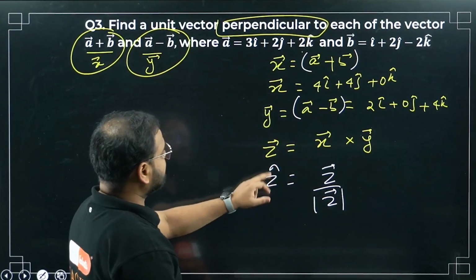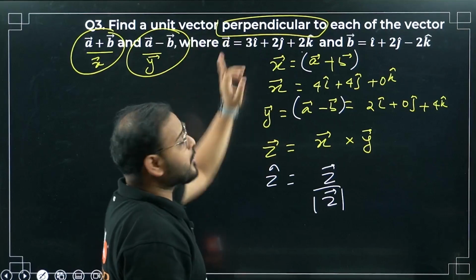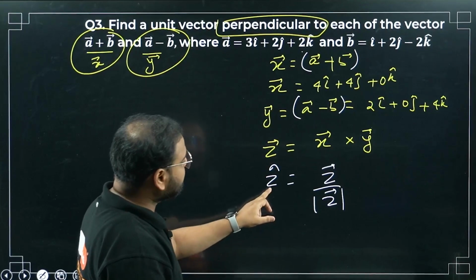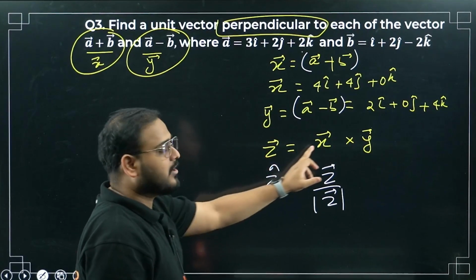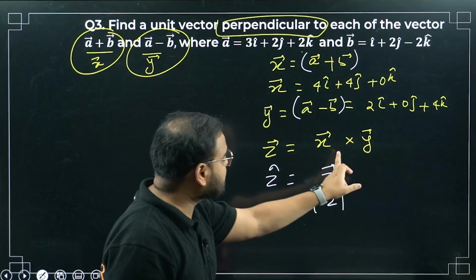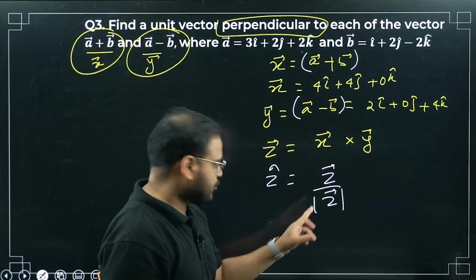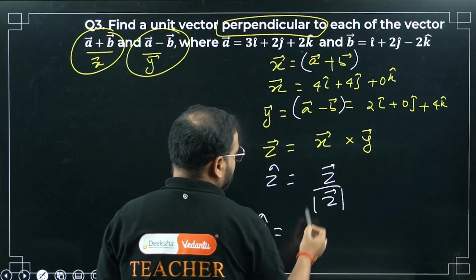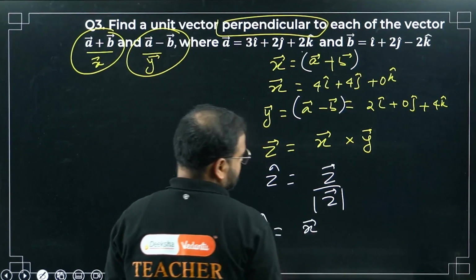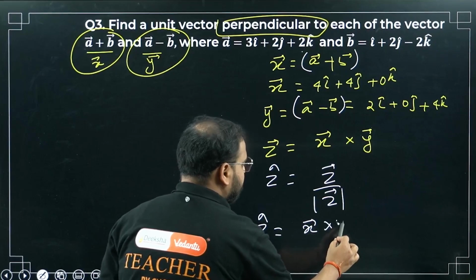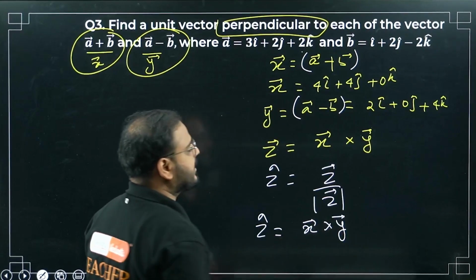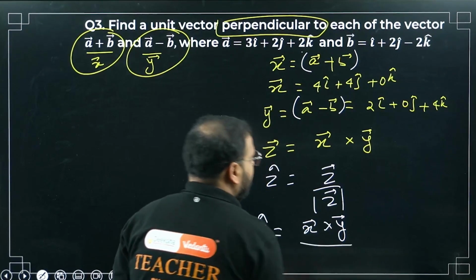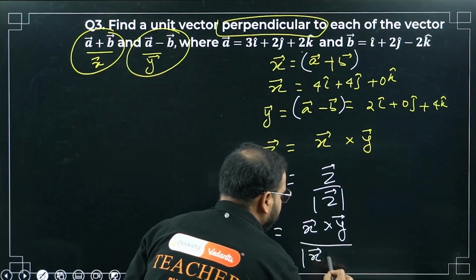They are not asking just the vector Z. They are asking a unit perpendicular vector. So unit vector means Z vector. What is Z vector? The cross product of X and Y. What is X? A plus B and A minus B. So write the value of Z now. Z vector is going to be X cross Y upon mod of X cross Y.